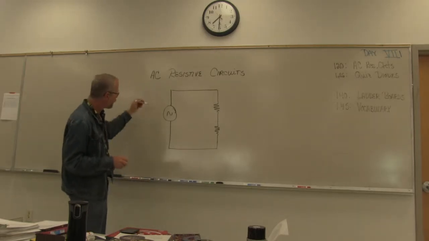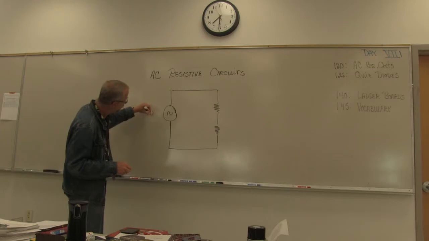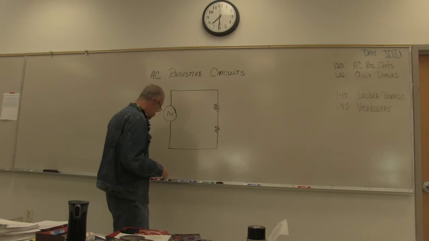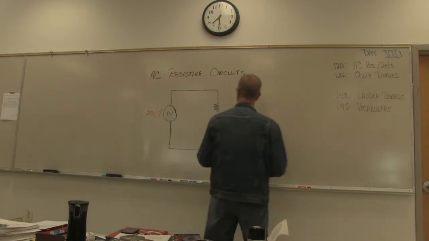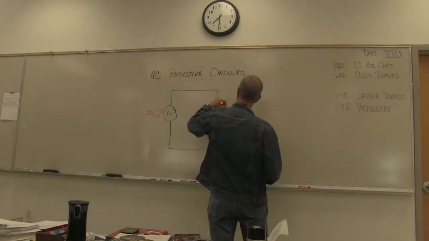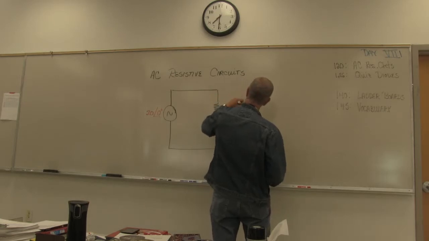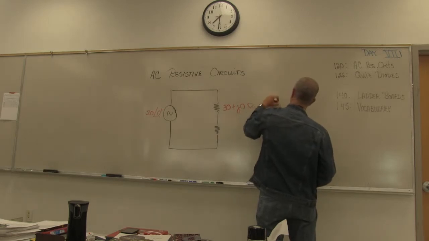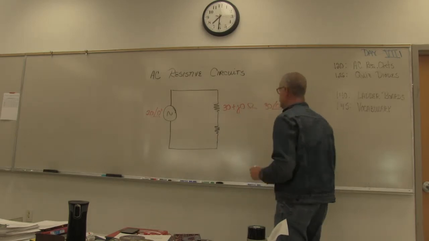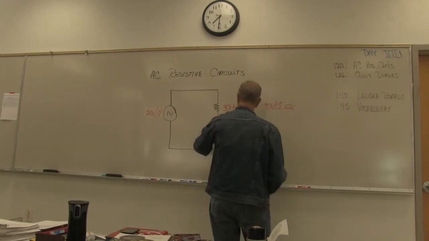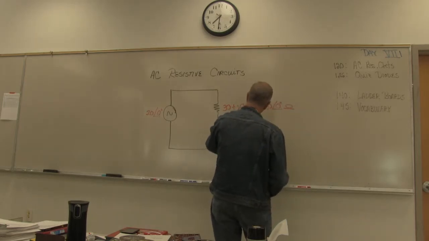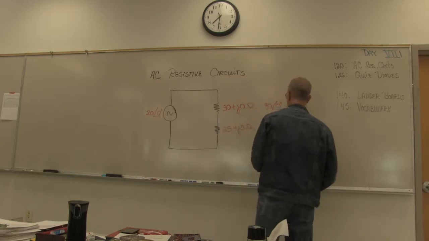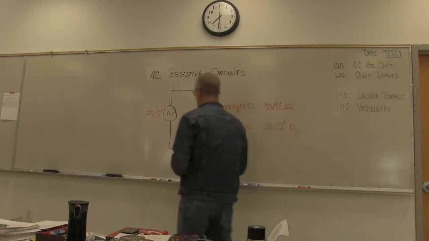Here's our AC waveform, and we'll say that that is 20 at an angle of 0 degrees. This is 30 plus J0 ohms, or 30 at an angle of 0 degrees ohms. This is 25 plus J0 ohms, or 25 at an angle of 0 degrees ohms.